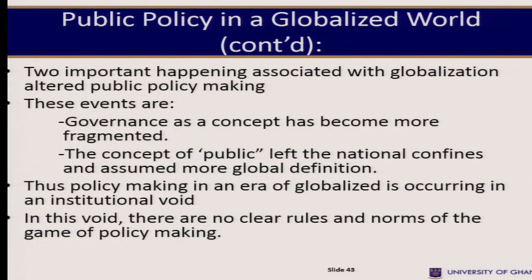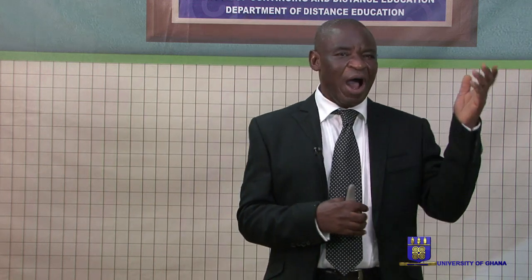Then the next one, the concept of public left the national confines and assumed a more global definition. And therefore, because we have joined unions like ECOWAS, like ILO, like WTO, it is now very difficult to really talk about a public or a nation, because the nation's borders have become more porous, because other people probe their noses into what we do. For example, we go for loans, and when we go for loans, then the World Bank and the IMF will dictate to us what policies we should implement. But the IMF and the World Bank are not here. They are across our borders, yet they determine what happens here in this country. And that's why we are saying that the national borders have now become more porous and much more open to globalization.